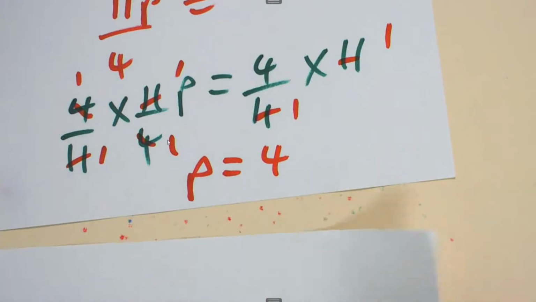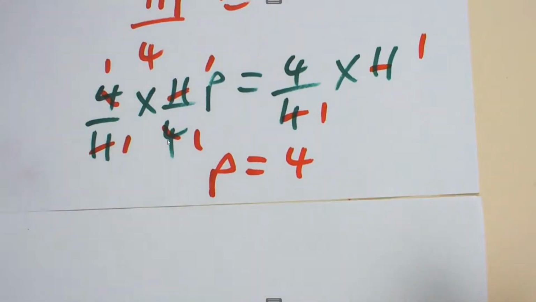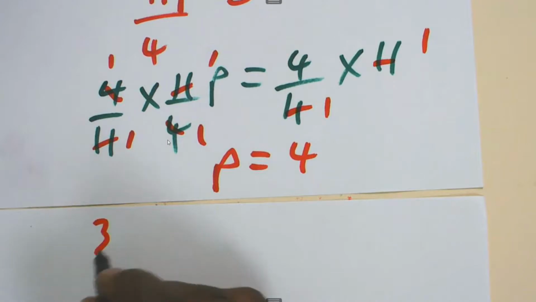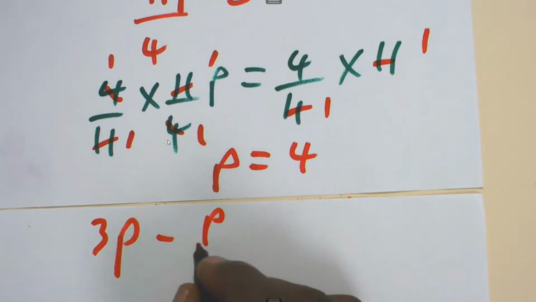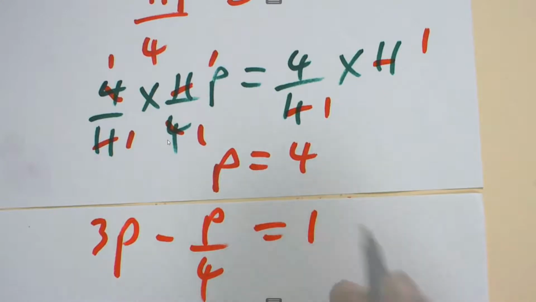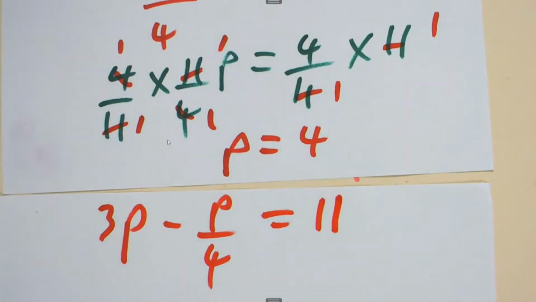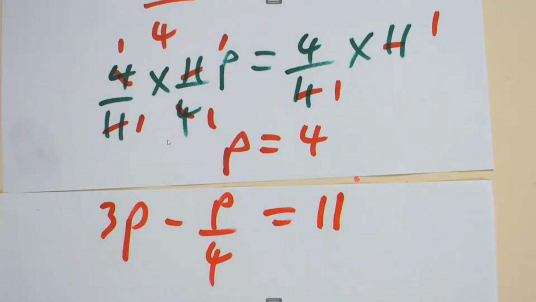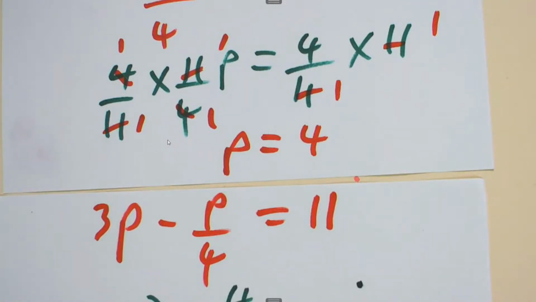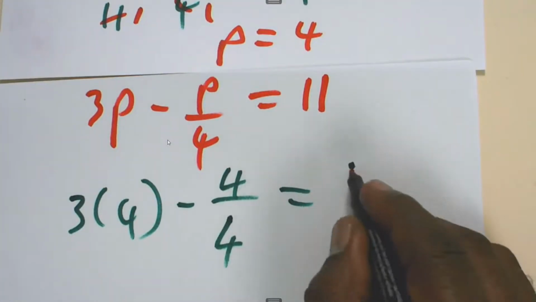Now let's go back and prove that p is equal to 4. Our original equation says 3 times the bracket of p minus p over 4 equals 11. Where there is p, let's put 4: 3 multiplied by 4 minus 4 over 4. Is it going to be equal to 11?